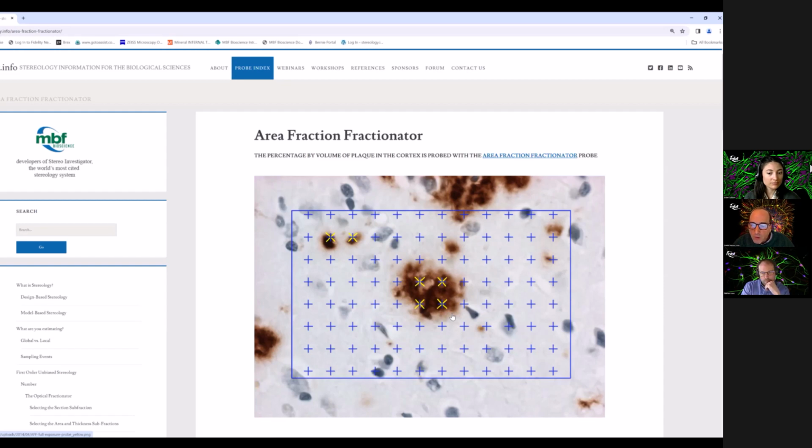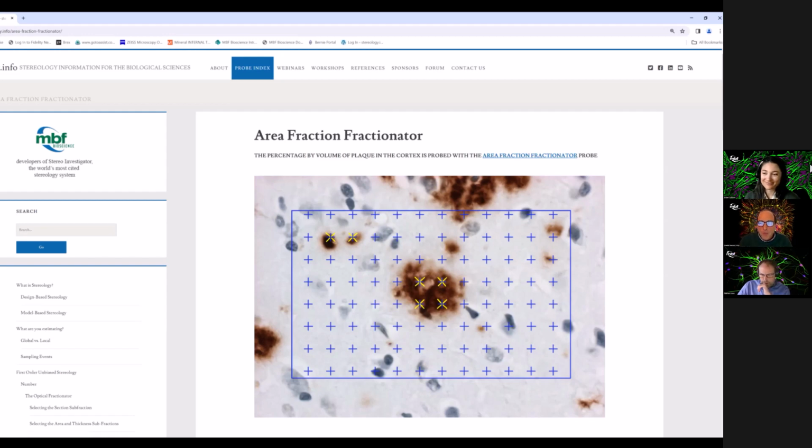And that would indicate to increase your sampling by increasing the section subfraction. You may need to put these plus signs closer together if you're missing the plaque. So that's the type of thing to think about when you're doing a pilot study for a probe that does point counting. Awesome. Thank you.